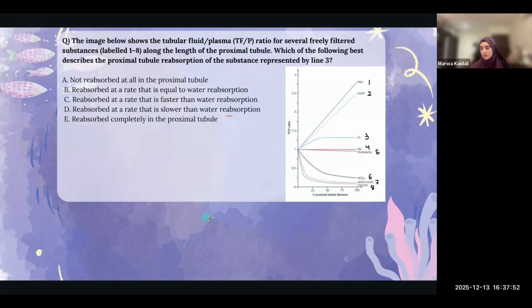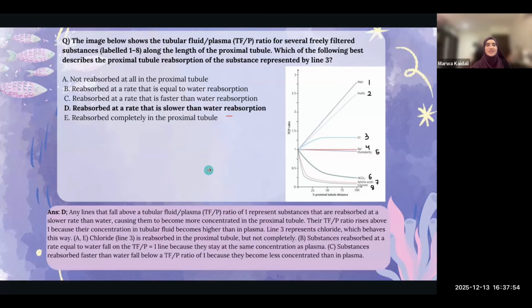D. Okay, D. Good job, guys. Yes, it is D. So as we said, chloride is going to be reabsorbed later on in the proximal tubule, so it's going to take time to be reabsorbed. And eventually, when it does get reabsorbed, the water reabsorption happened more. This is why it's going to have a ratio more than 1, and why it's going to be reabsorbed at a rate slower than water reabsorption. So you are absolutely correct. Next question.